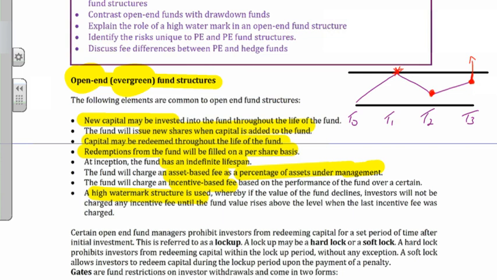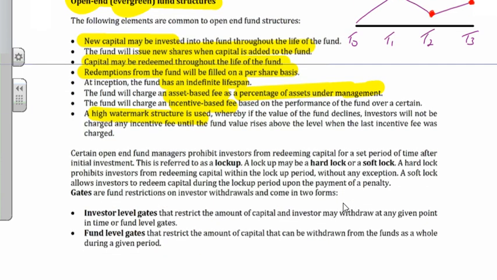Okay, here we go. Certain open-end fund managers prohibit investors from redeeming capital for a set period of time after the initial investments are made, and obviously the reason for that is to try and make sure that the fund has got use of the capital for a set period at least, and they're not worried that there will be redemptions early on in the fund, which will make managing the fund quite difficult.